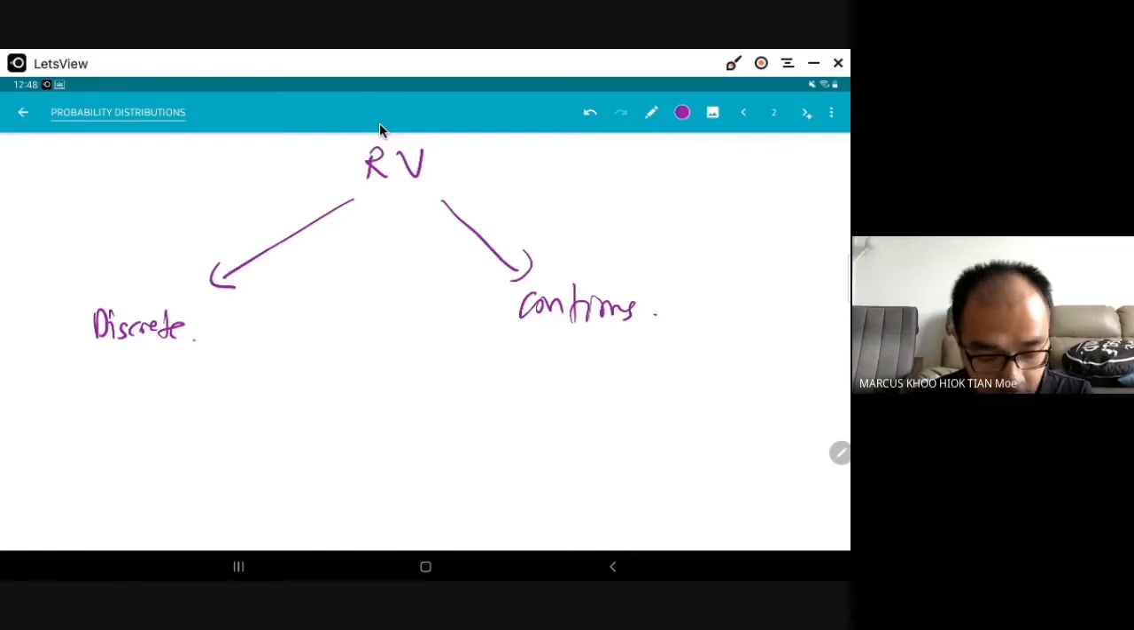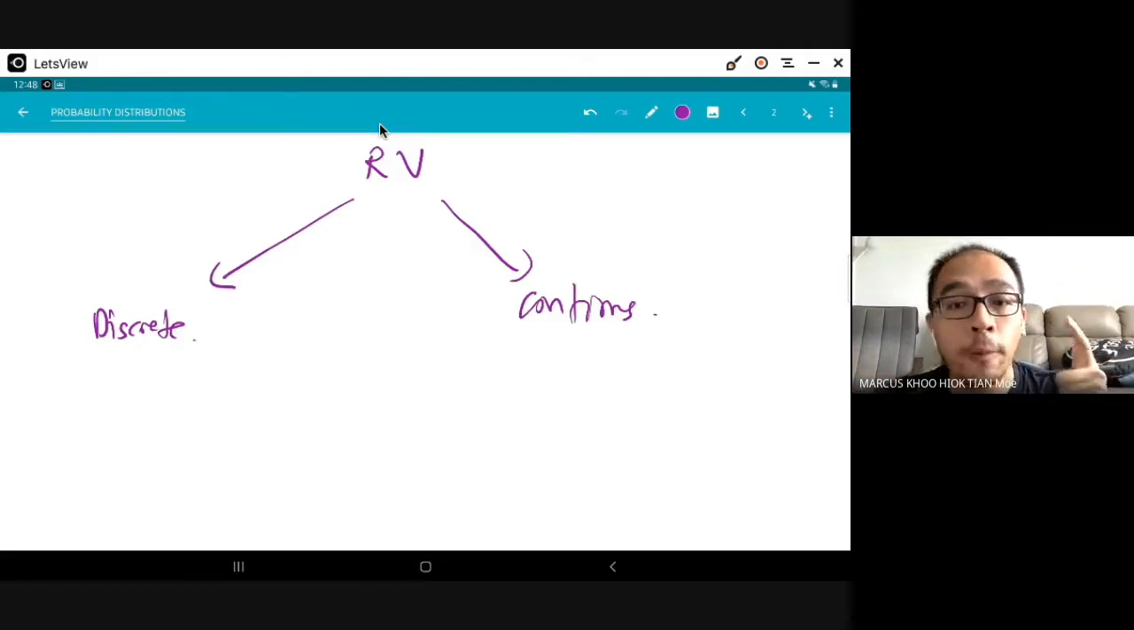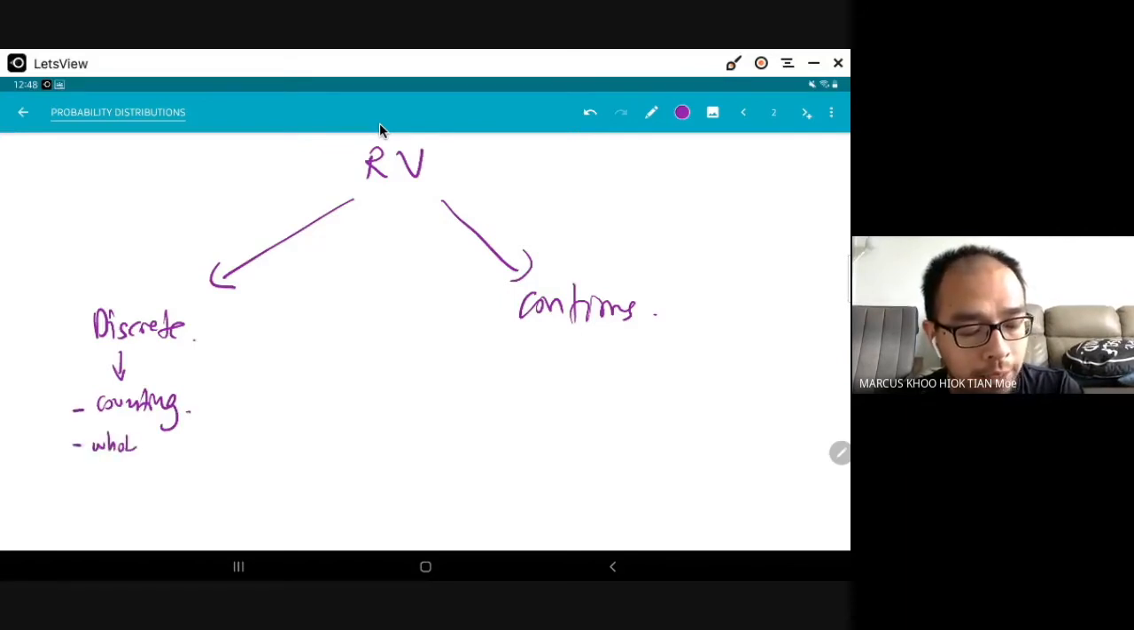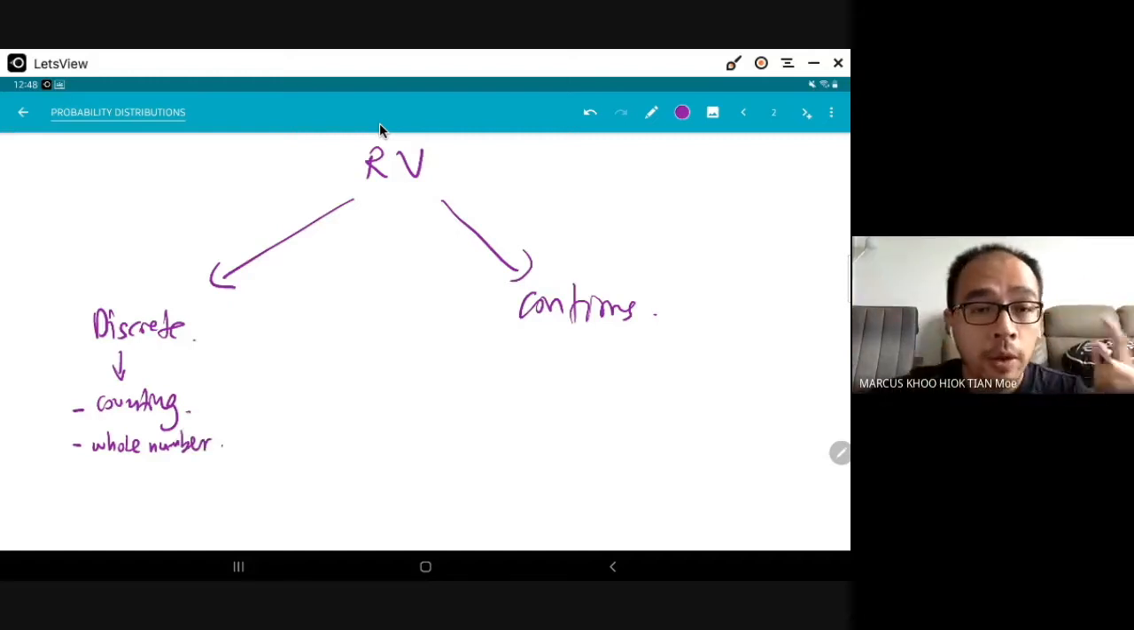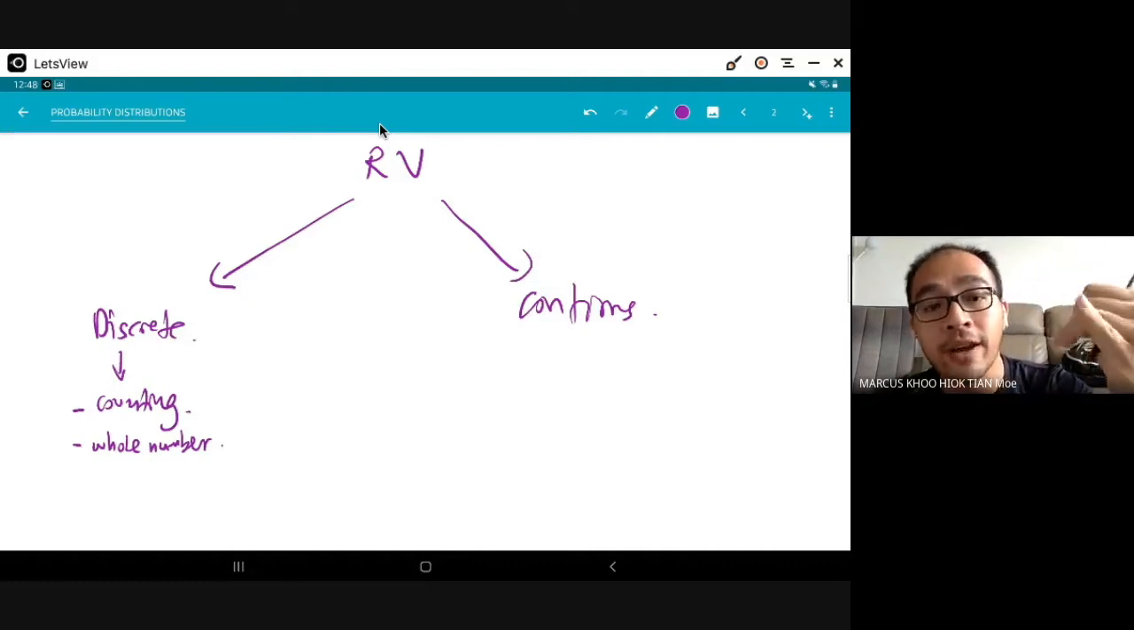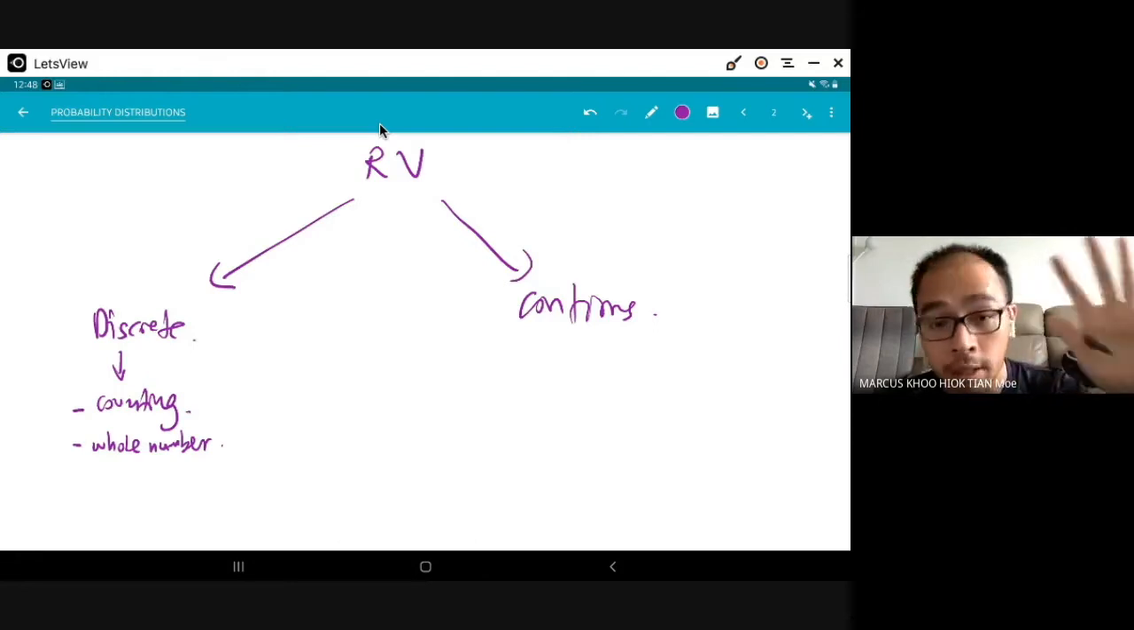Now if you take a look at the notes on page 60 in your workbook, it says the values of discrete random variables are obtained by counting. You can count, and they take on whole numbers only. Whole number means there is no decimal place. You can write a note in your workbook. It is 0, 1, 2, 3, 4, 5. Very nice numbers, whole numbers.